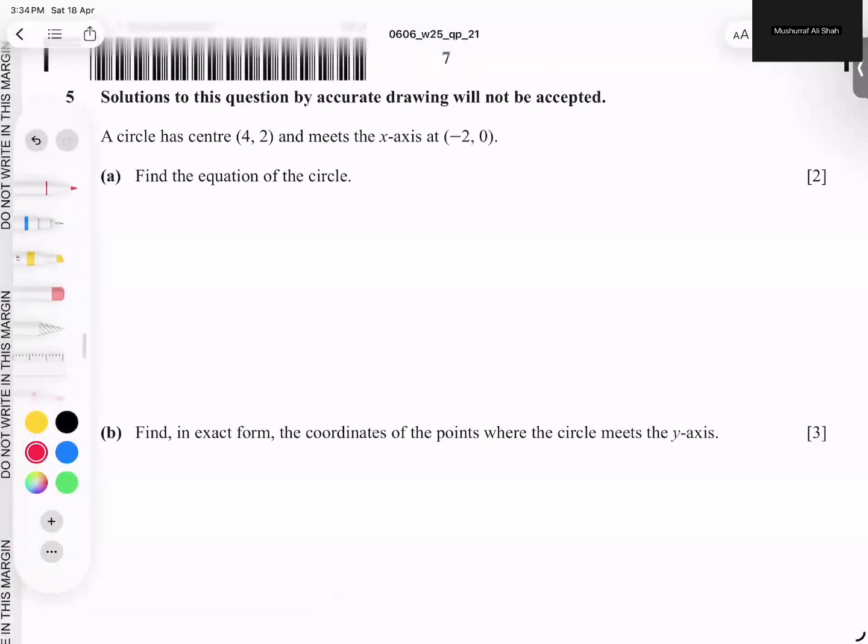Question number 5, students, let's have a look at how we can do this one. A circle has a center given here, and meets the x-axis at this point. The center is (4, 2), and it cuts at (-2, 0) on the x-axis. So the x value is negative, but the y value is 0.